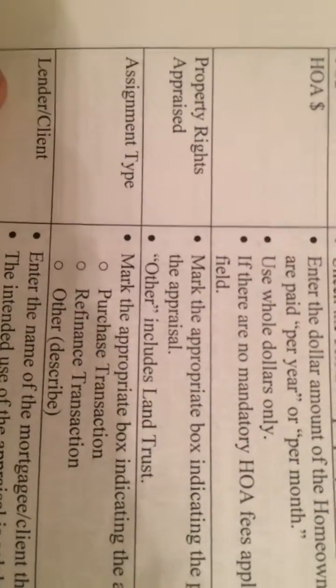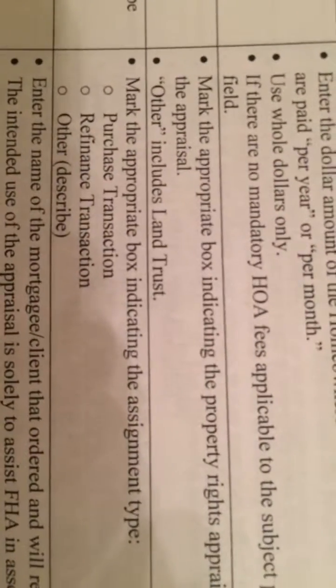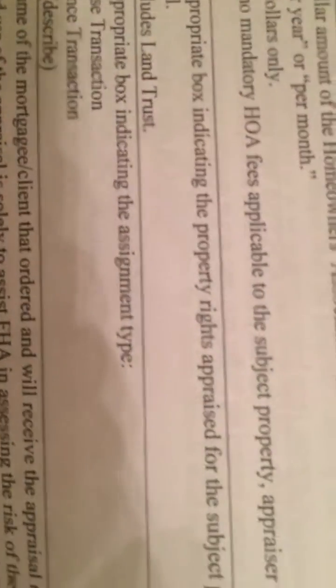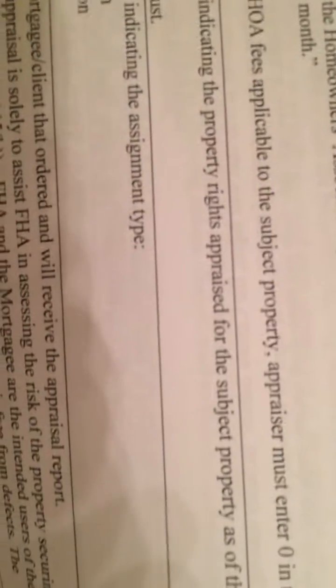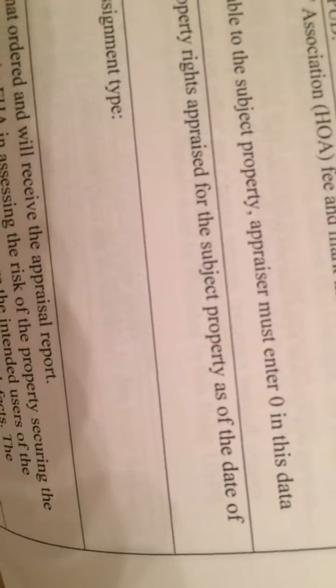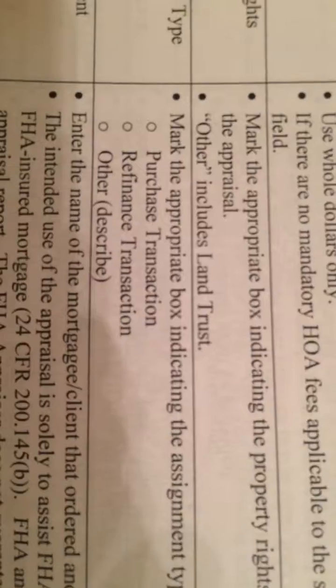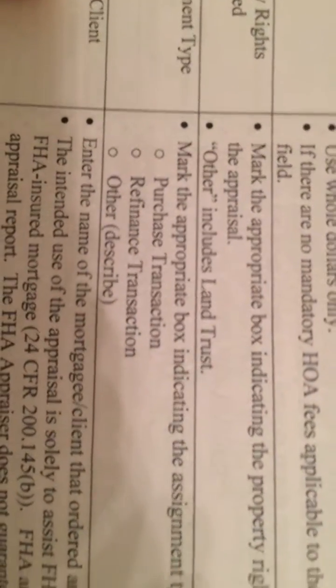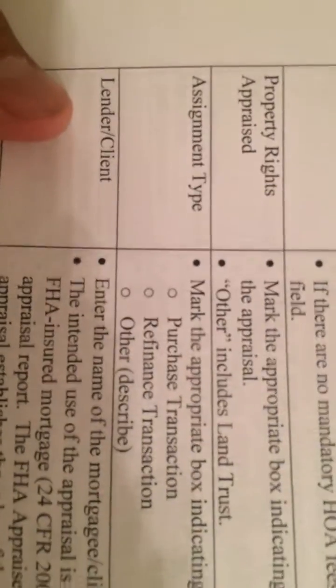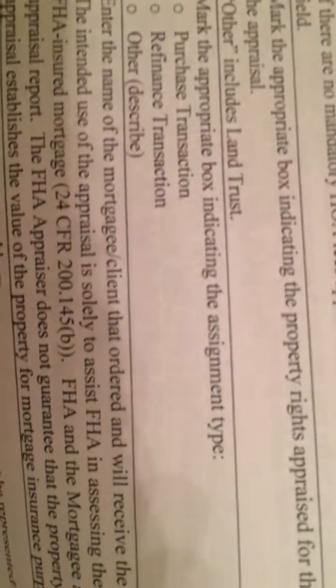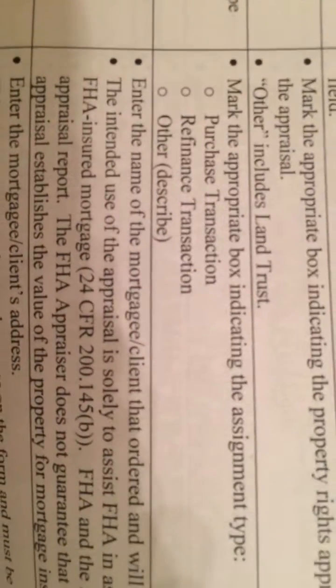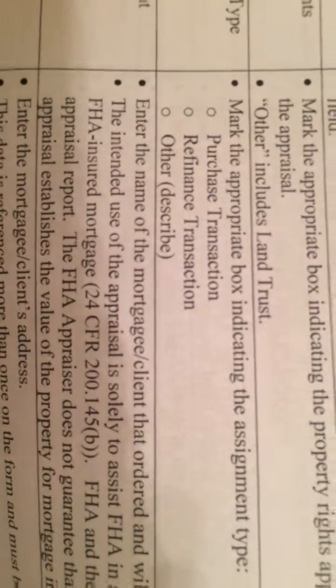in this data field. Property rights appraised. Mark the appropriate box indicating the property rights appraised for the subject property as of the date of the appraisal. Other includes land trust. Assignment type. Mark the appropriate box indicating the assignment type. Is it a purchase transaction? Is it a refinance transaction? Or other? And describe.